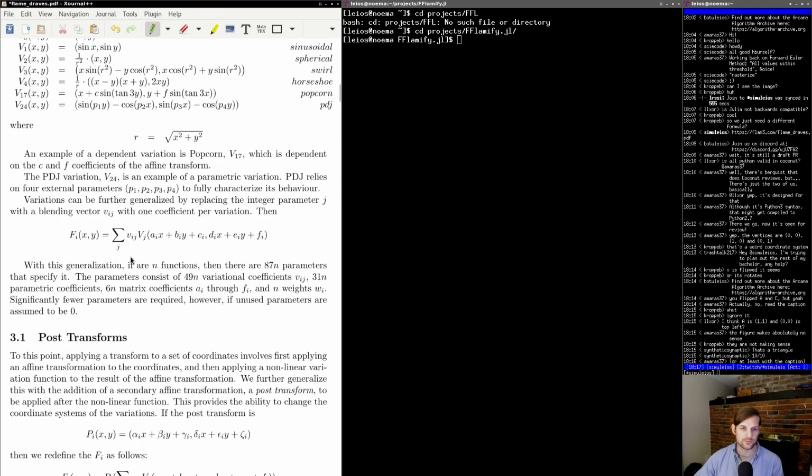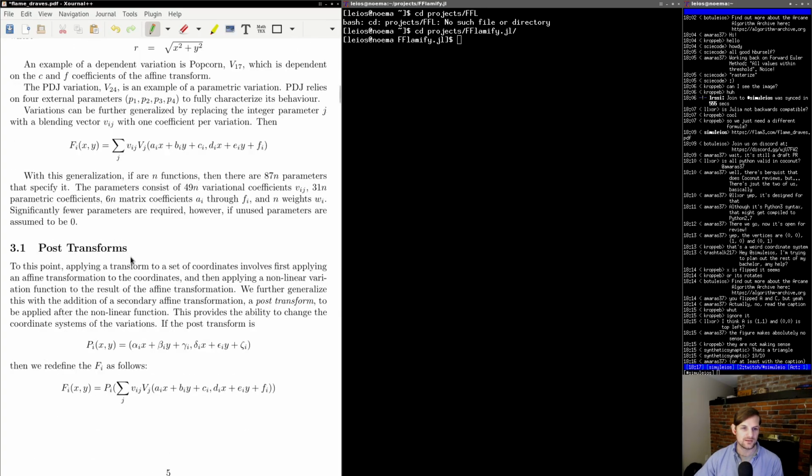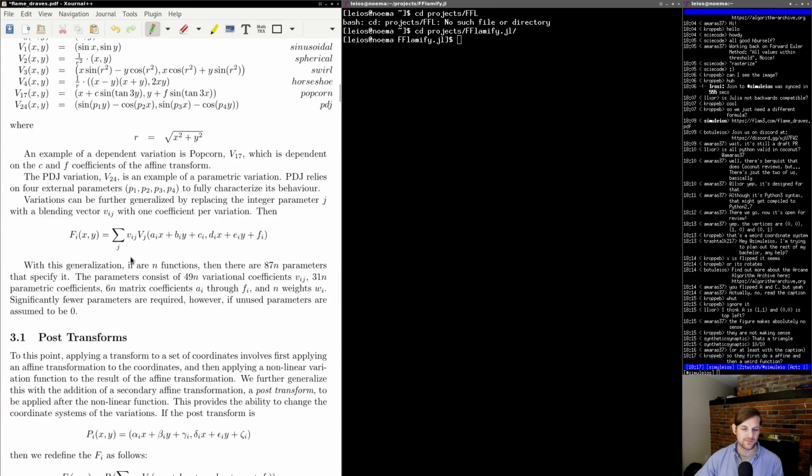R is x squared plus y squared. All of that's fine. PDJ is a specific variation. And then what they basically say is variations can be further generalized by replacing the integer parameter j with a blending vector v of ij with one coefficient per variation. Okay. So they first do an affine and then a weird function.